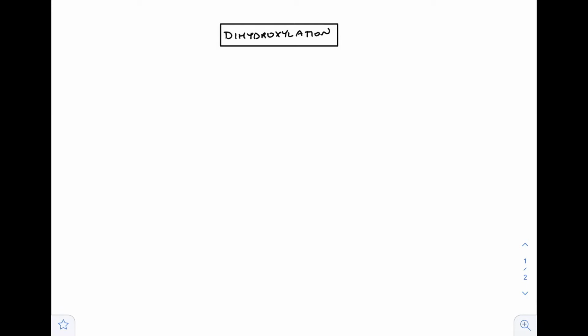All right, so this video is going to be on dihydroxylation, which is basically adding two alcohols or OHs to an alkene. So there's a couple different ways to do this, and one way we already know, right? Let me just remind you of that. Once you add MCPBA, we get an epoxide.